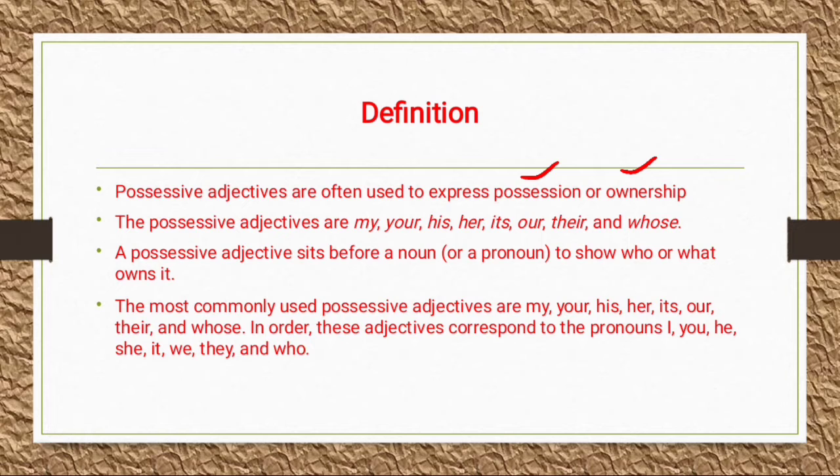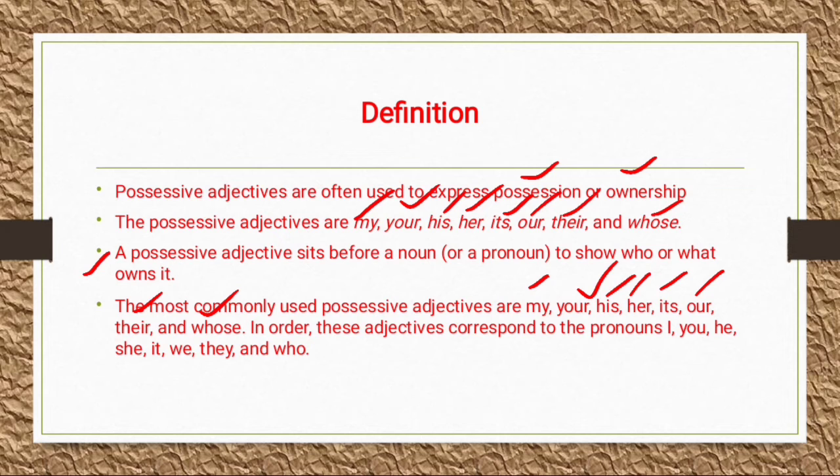The possessive adjectives are my, your, his, her, its, our, their, and at the last, whose. A possessive adjective sits before a noun or pronoun, meaning it is used before a noun or pronoun to show who or what owns it. The most commonly used possessive adjectives are, like I already discussed, my, your, his, her, its, our, their, and whose.